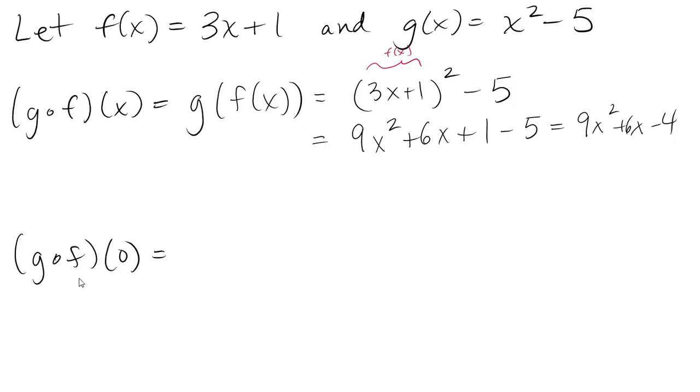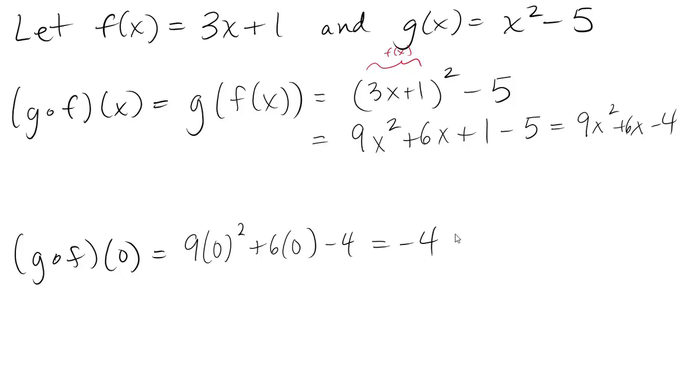Now we need to find g circle f of 0. Well, we already know what g of f of x is. It's 9x squared plus 6x minus 4. So g circle f of 0 would be 9 times 0 squared plus 6 times 0 minus 4. And that's -4.